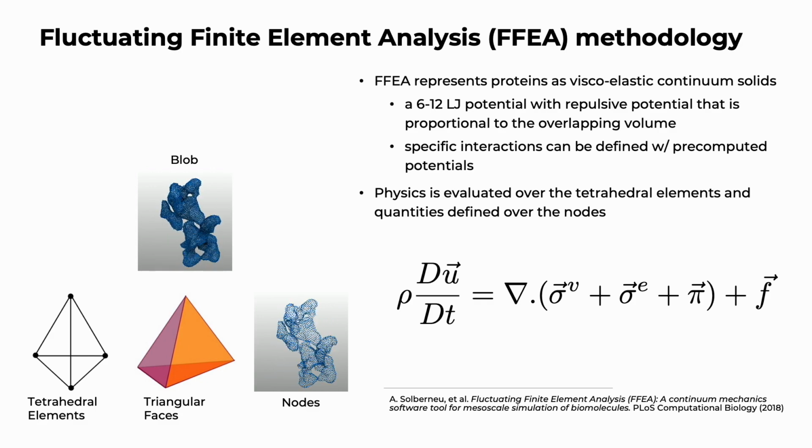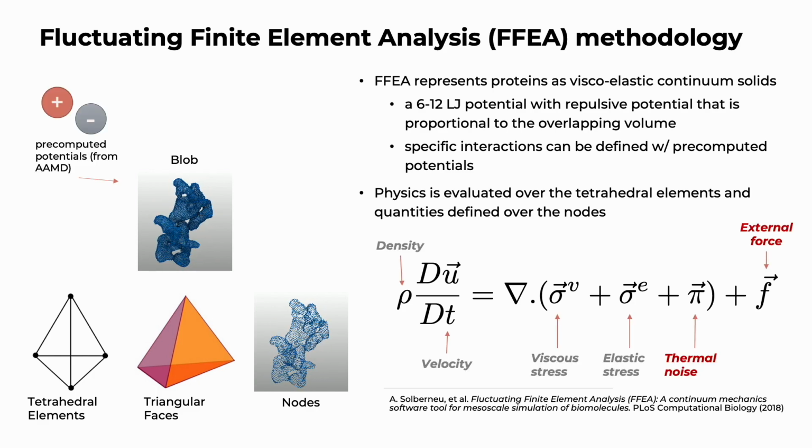A simple Lennard-Jones potential proportional to the overlapping volume of the interfaces is used to evaluate the point-wise stress. The continuum motions are evaluated as a function of the density, the velocity, the viscous stress and elastic stress, which capture the material properties of the protein, as well as thermal noise that accounts for the intrinsic fluctuations accessible to any particular region of the blob. This thermal noise parameter is a key distinguishing factor from standard finite element analysis techniques.